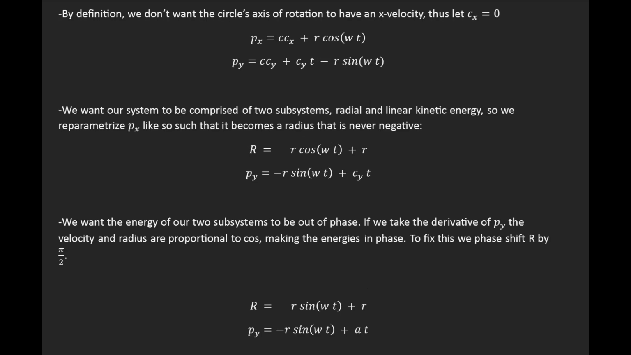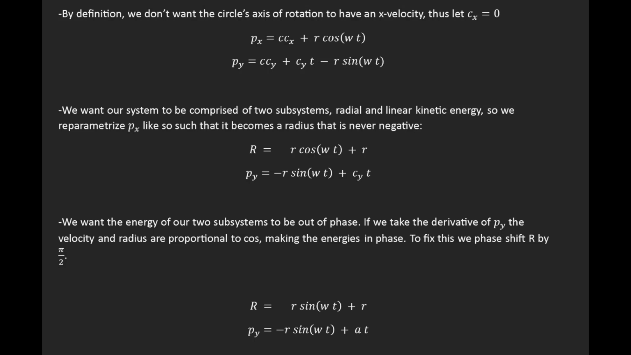By definition, we don't want the circle's axis of rotation to have an x velocity, so we set Cx equal to 0. We want our system to be comprised of two subsystems, radial and linear kinetic energy, so we reparametrize Px like so, such that it becomes a radius that is never negative.